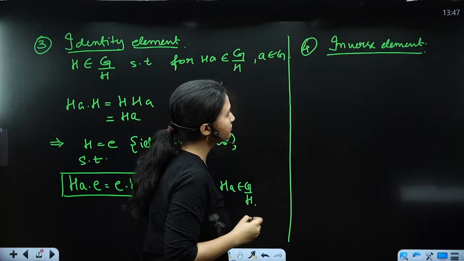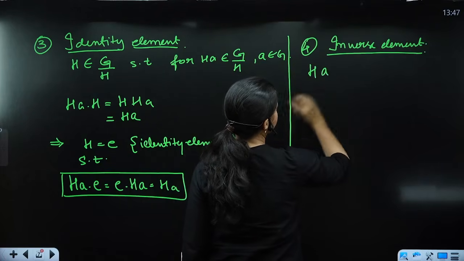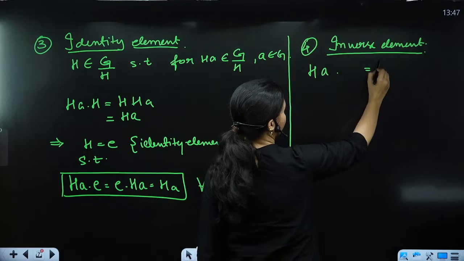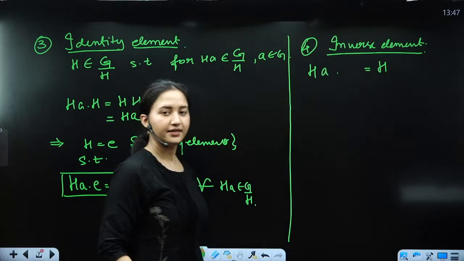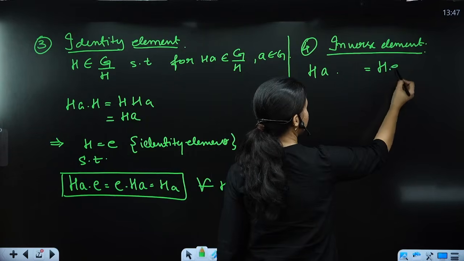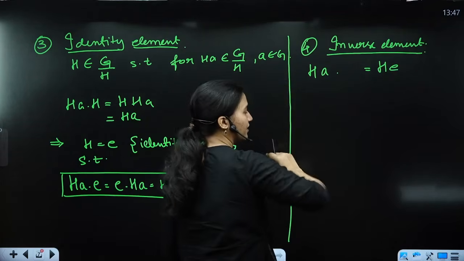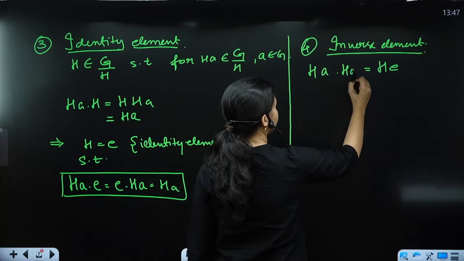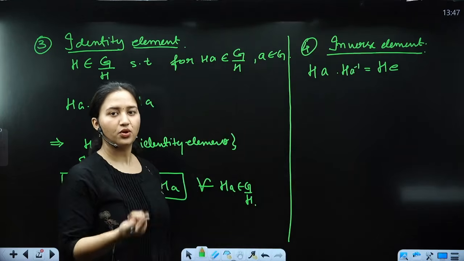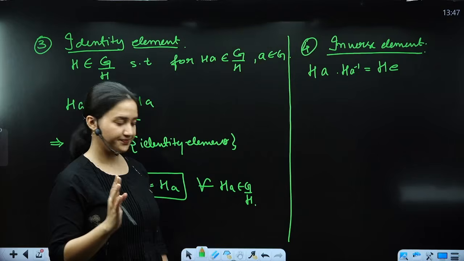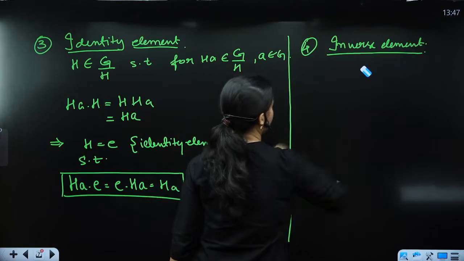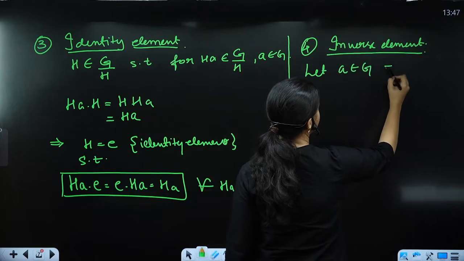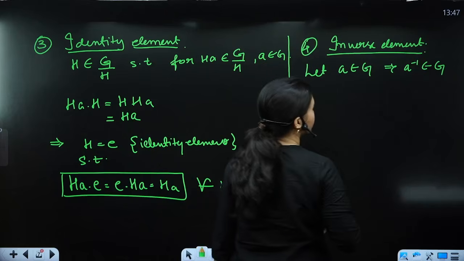Now finally we have to do the inverse. Now think about it. I need for HA some element here, so that if I multiply it by that element, I'm going to get the identity element, right? So obviously, can I write this as HE, right? So basically I need an element here for which I'm going to get identity element on the right hand side, right? Which is going to be your HA inverse. Why? Because A belongs to G, then that means A inverse is also going to belong to G, right? Now let A belongs to G implies that A inverse belongs to G as well, right?